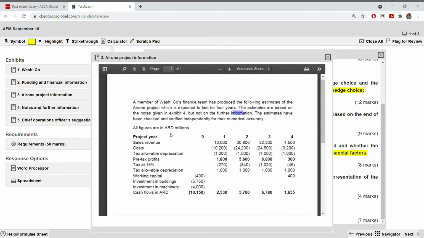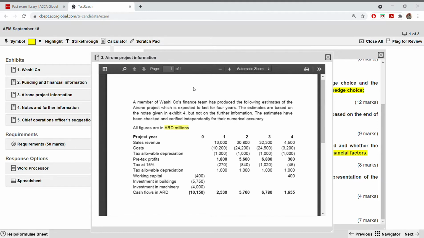All the figures are in ARD millions. You have to check the currency also. If you see, 3 currencies are involved here. The trick comes here. That's the catch. One is ARD, the other is the euro, and the other is the Japanese yen. So the examiner could give more than 2 currencies, not just always 2. They can give you 3 or 4 currencies also.